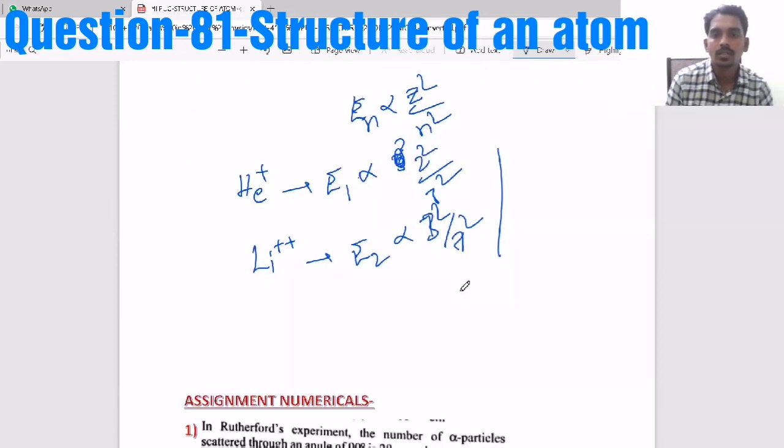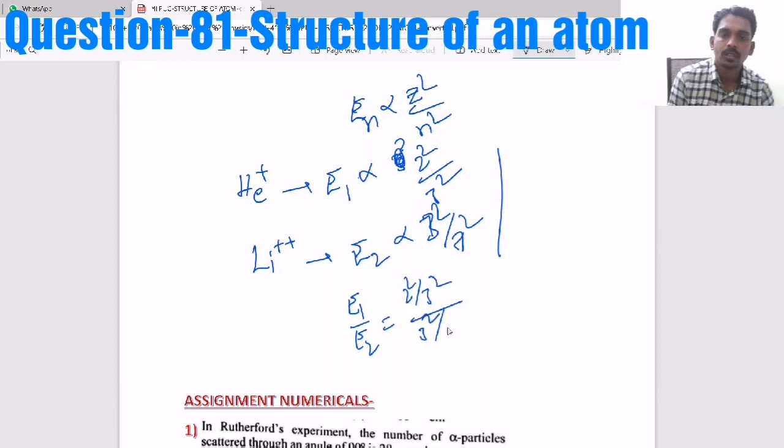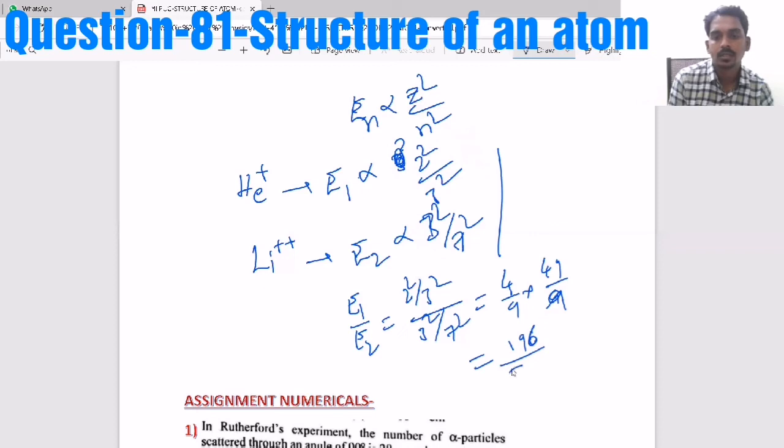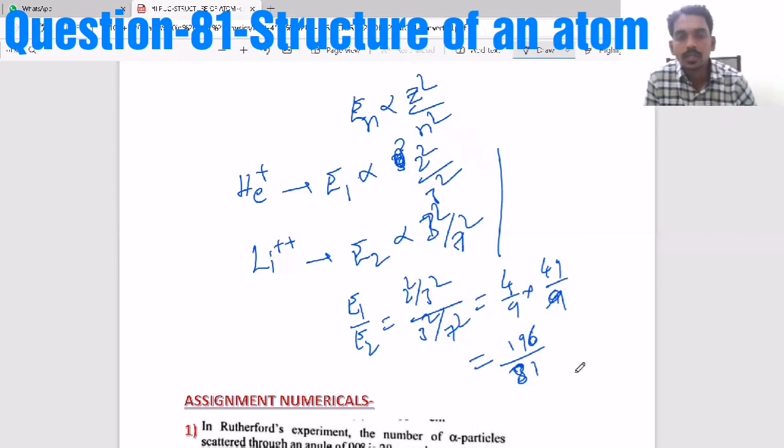Now when you take the ratio, E1 by E2 equal to 2 square by 3 square times 7 square by 3 square, equal to 4 by 9 times 49 by 9, so 196 by 81. So this way, depending upon those equations, they can ask questions. So you just have to remember those difficult equations, then you can apply them.